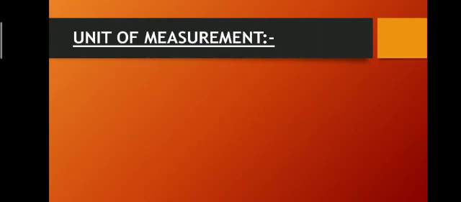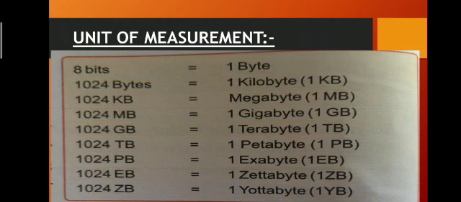Now just have a look at the unit of measurement of computer memory, children. So here the chart is given. As I told you, 8 bits is equivalent to 1 byte. Another unit of measurement is 1024 bytes, which is equivalent to 1 kilobyte, that is 1 KB. 1024 kilobytes equal 1 megabyte. 1024 megabytes is equal to 1 gigabyte.